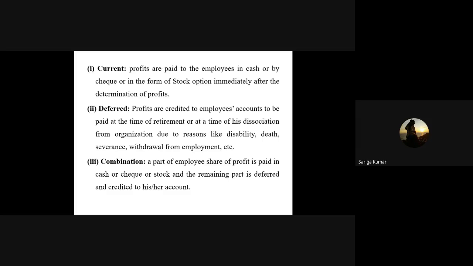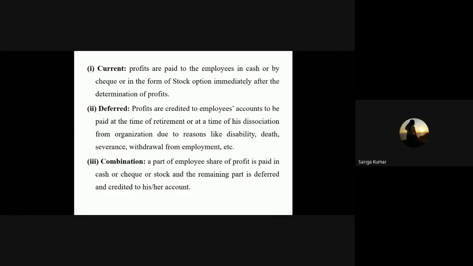or sometimes they give a check, or even sometimes they give stock options, where some stock of the organization can be taken by the employee. They give it immediately after the profit is determined. Once it is calculated, it is immediately given.